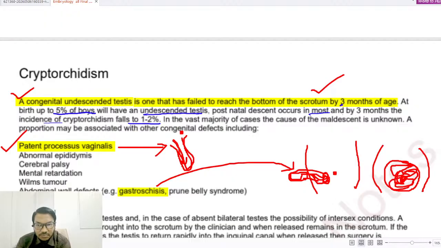Okay, so during birth, 5% of the boys might have testes even in the inguinal canal or in the upper part. But usually descent completes after 3 months of birth, and 1 to 2% might not have completed their journey. Patent processus vaginalis, abnormal epididymis, cerebral palsy, mental retardation, Wilms tumor, and abdominal wall defects.